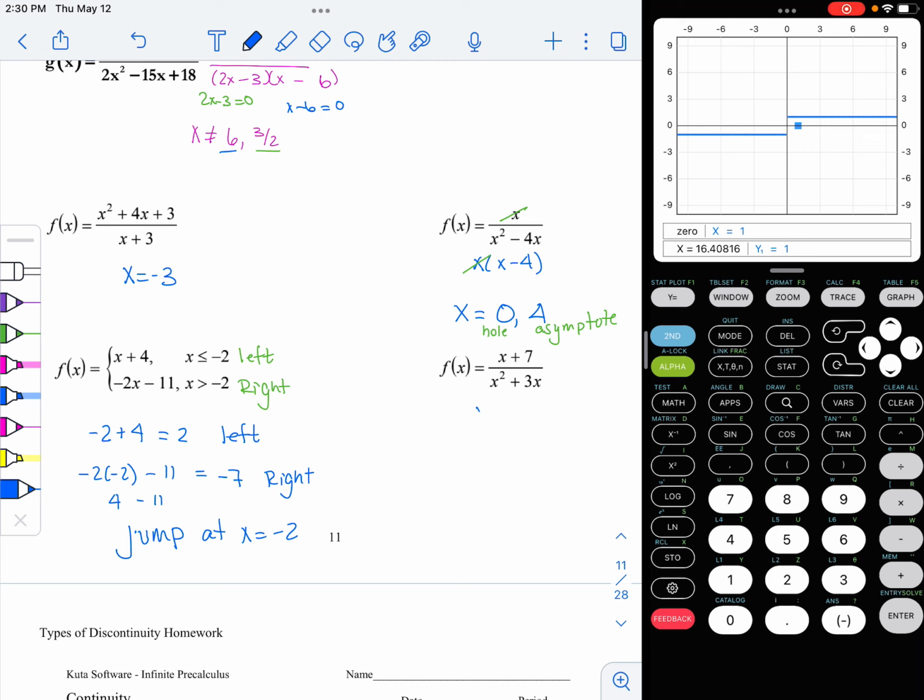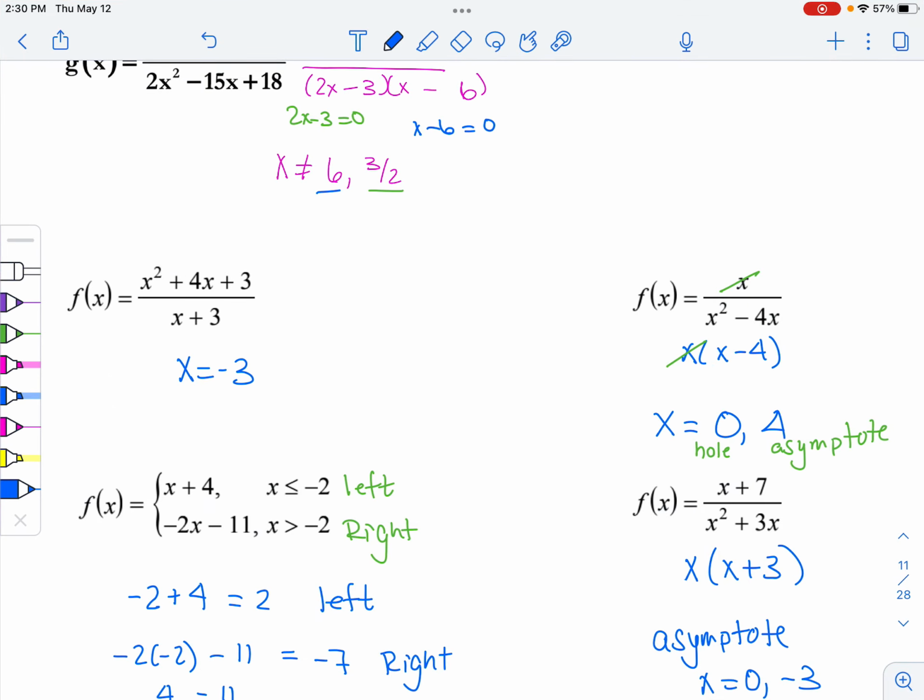And last question, guys. I factor out an x. I have x plus 3. So therefore, I know that there's actually an asymptote because it doesn't cancel at both x equals 0 and at x equals -3. That numerator, x plus 7, does not cancel either one of those out.